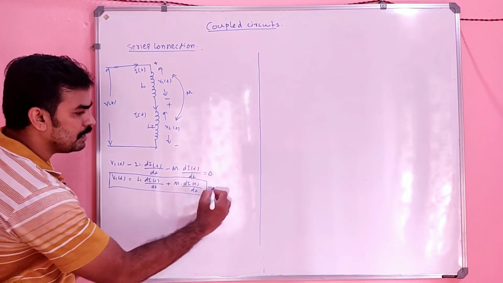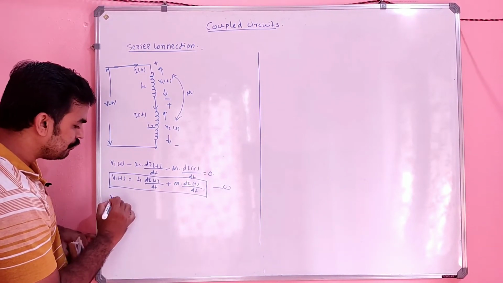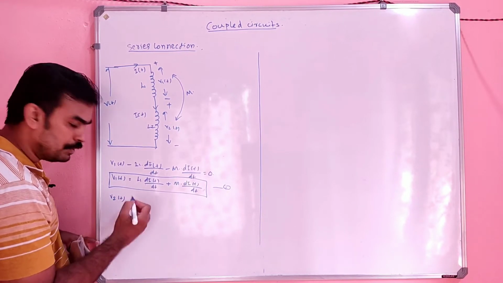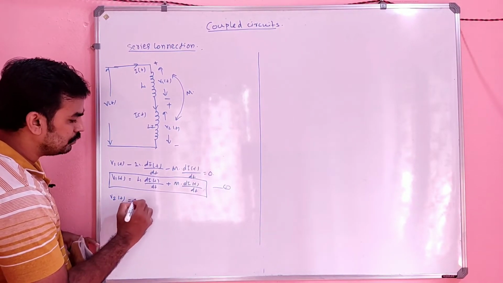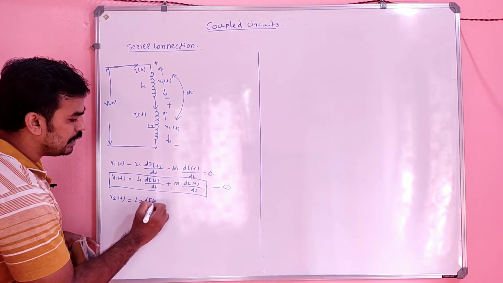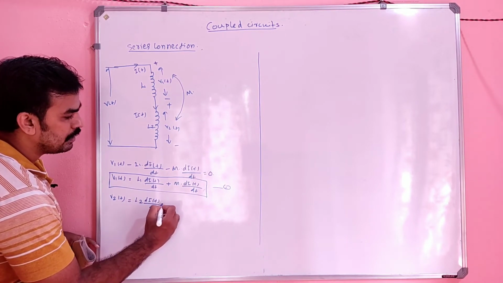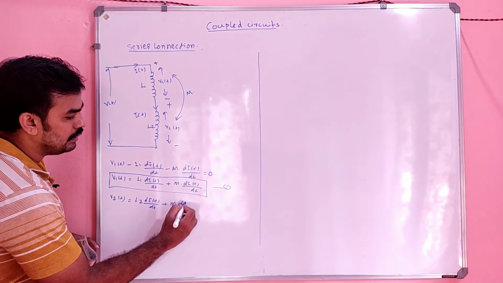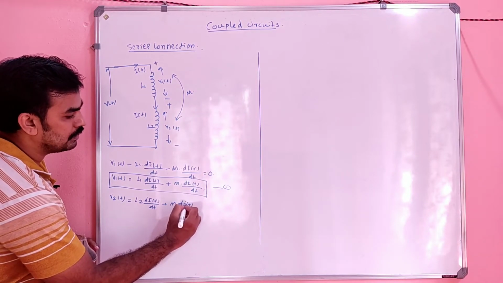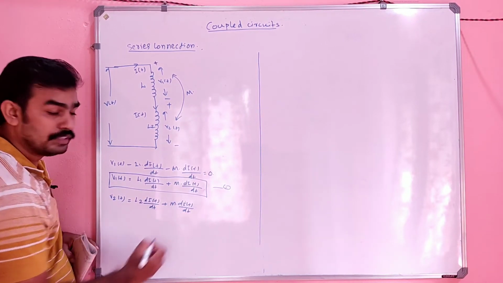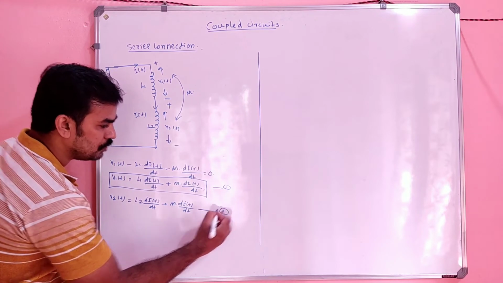That will be equation number 1. What will be V2 of t? V2 of t will be equal to L2 into di of t divided by dt plus M into di of t divided by dt. Is it correct? This is equation number 2.